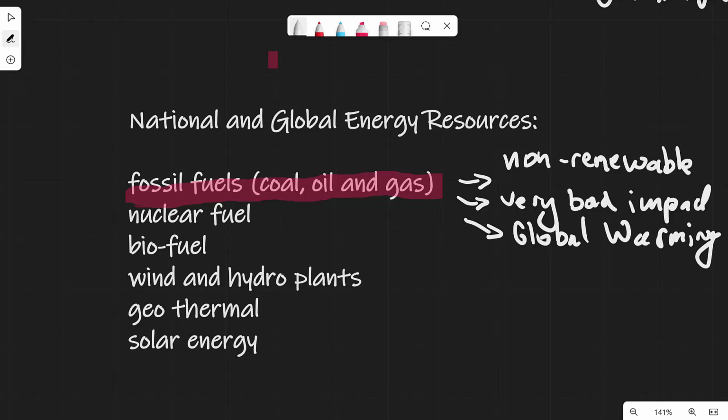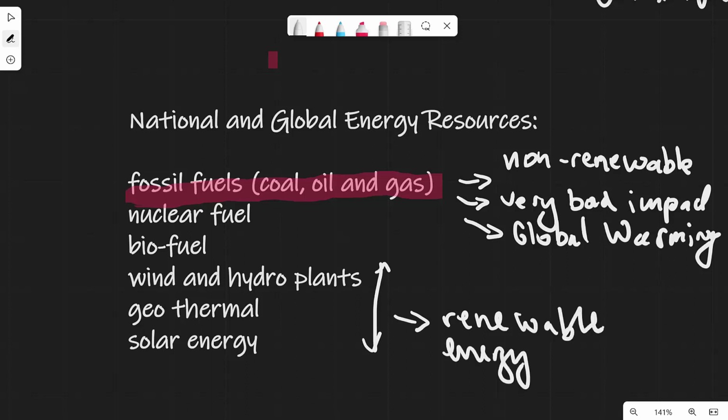We also have nuclear fuel, biofuel, wind and hydro plants, geothermal, and solar energy. Now, those here are examples of renewable energy sources, meaning that, for instance, wind and hydro plants, obviously they rely on the wind, which is a resource that we can use again and again and again, and the same with geothermal and solar energy.